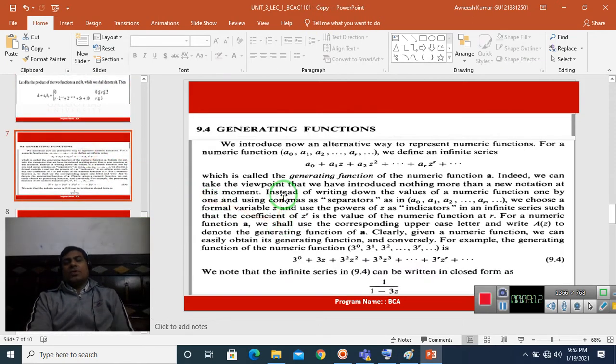Now we are going to discuss the generating function. So a0, a1, a2, ar are the numeric functions. If we introduce a variable z with power function with this numeric function, so a0 z0, a1 z1, a2 z2, ar zr, an zn, up to infinity, this is called the generating function. So 3 to the power 0, 3 to the power 1, 3 to the power 2, 3 to the power r is a numeric function. If we introduce a variable z with power function, this is called the generating function.